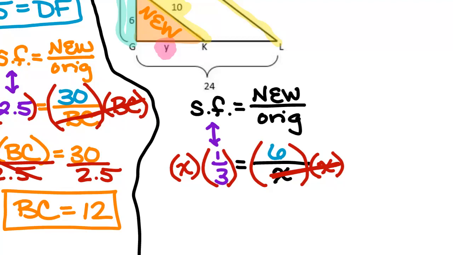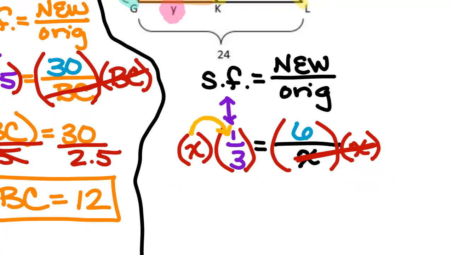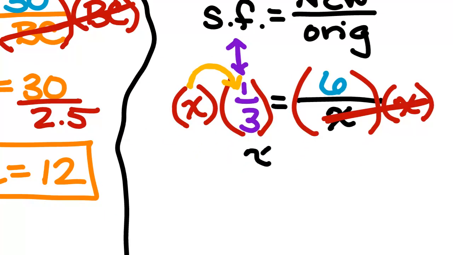X's cancel out over on the right. On the left, when I take something that's not a fraction and I multiply it to something that is a fraction, it only multiplies to my numerator. So that would give me x over 3 on the left and 6 on the right. I still have a fraction though.